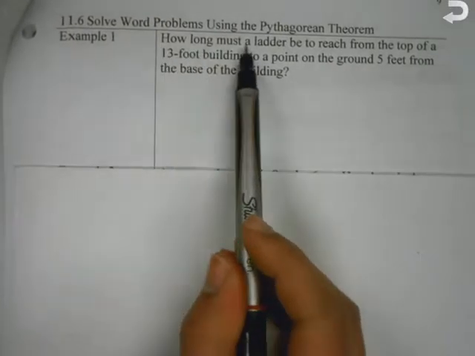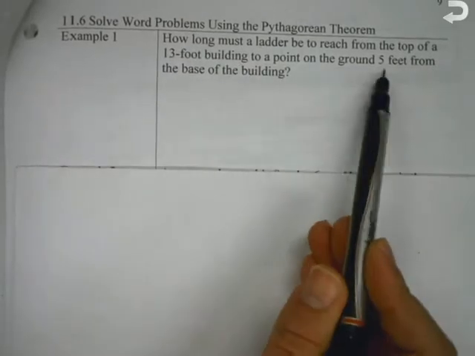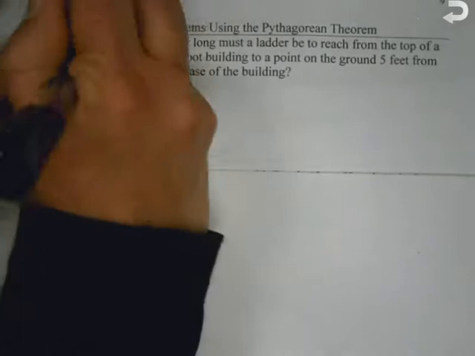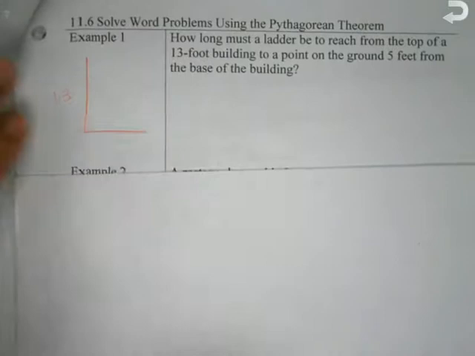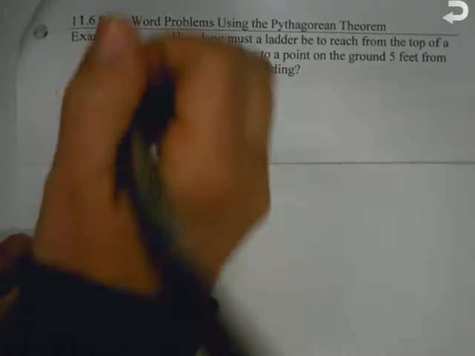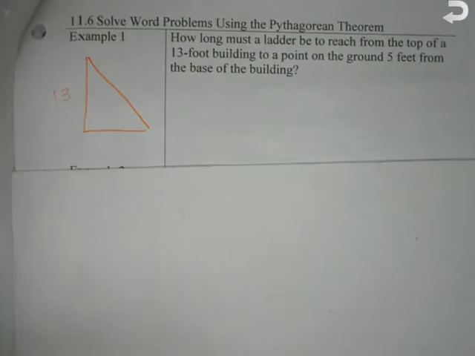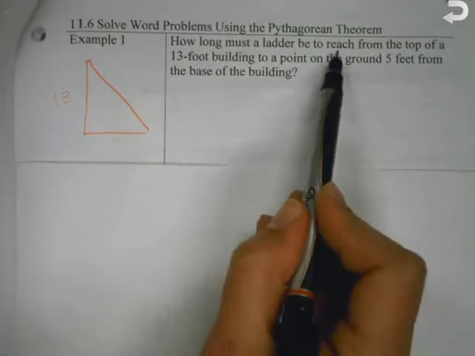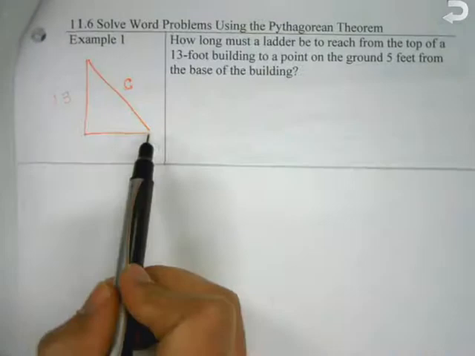How long must a ladder be to reach from the top of a 13-foot building to a point on the ground 5 feet from the base of the building? So is this a triangle? Yes, it is. Let's look. My building is 13 feet tall. That's not a very tall building. The ladder is leaning against the building. The ladder is how tall? Do we know? No, so what do you want to call it? C.